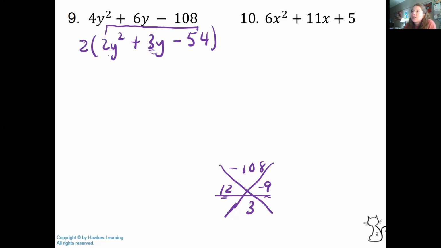We're going to ignore this 2 for a minute. Let's just draw a red circle around it, so we'll remember it at the end. But for now, we're going to ignore it. So we're going to bring down our first term, 2y squared. We're rewriting 3y to positive 12y minus 9y. Y'all agree that's still 3y. And then we bring down that last term, negative 54.